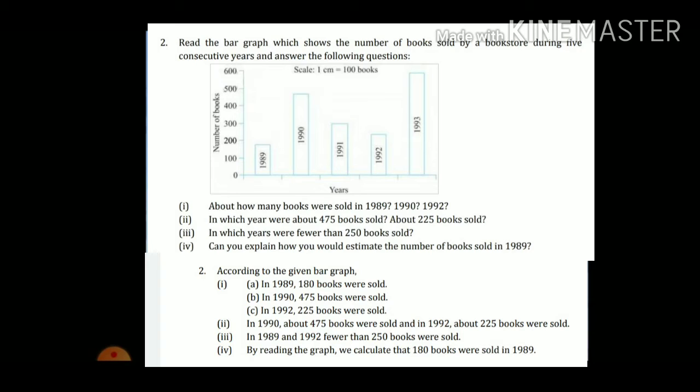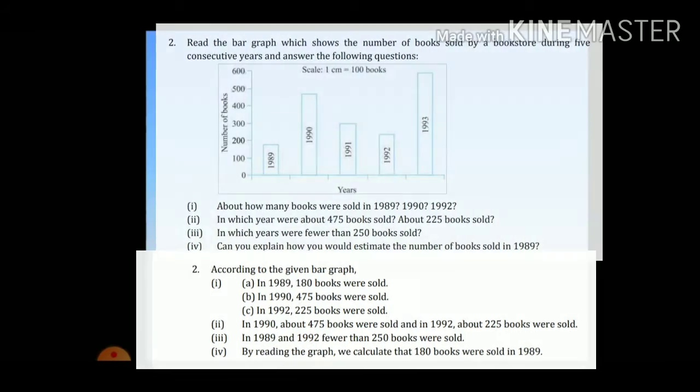The third part says, in which year were fewer than 250 books sold? So the answer is 1992, which is 225 books, and 1989 is also lesser than 200, around 180 books. Now let's go to the fourth part. It says, can you estimate the number of books sold in 1989? By reading the graph we calculate that 180 books were sold in 1989, right?